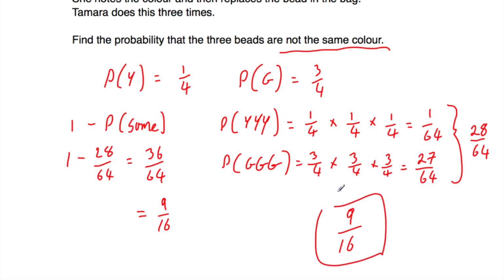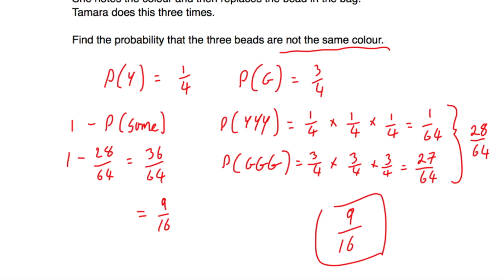And that's it. And in that question, what I did was I found the probabilities of the yellow and the green to begin with by considering the ratio. And then because the beads are put back in, that means that the probabilities will always be 1/4 and 3/4. And then we find the probability that the 3 beads are all yellow and the probability that the 3 beads are all green. We added them together to find the probability that the 3 beads are the same colour as each other. And then we took that away from 1, and that's equal to 9/16.